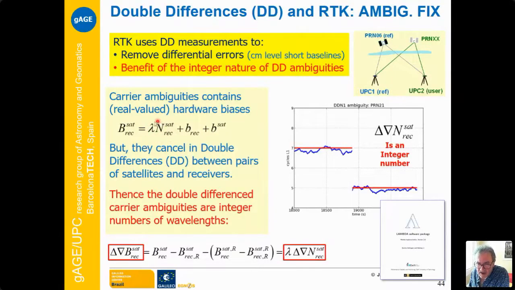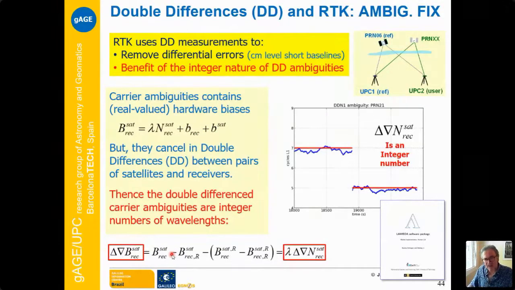This term is an integer number of signal wavelengths, and plus this term that depends on satellite and receiver, we have two real valued terms. This is the carrier hardware bias for the receiver, and this is the carrier hardware bias for the satellite. The good news is that we can split the ambiguity term in this way. And the good news is that this hardware bias depends only on the receiver and this only on the satellite.